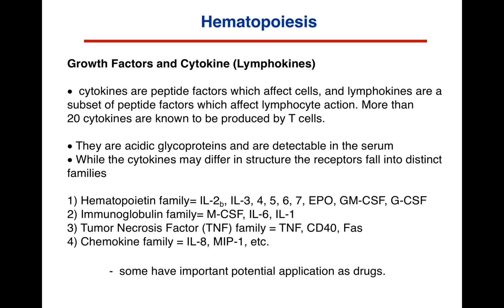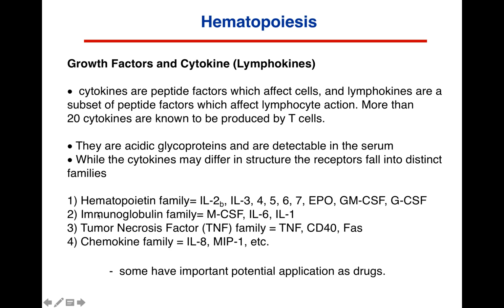Now, while the cytokines may differ in structure, the receptors fall in distinct families. One way to think about them is the types of receptors that they interact with. The cytokines themselves can have different structures that will then interact with receptors that have similar kinds of structures. And they fall into basically 4 classes.